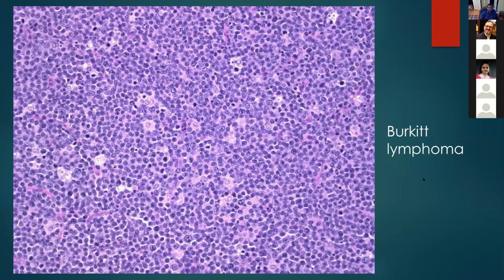You don't have to call it Wegener's granulomatosis, but just Wegener granulomatosis. In fact, that has also changed, by the way. We no longer call it Wegener granulomatosis. I know I'm straying off topic.